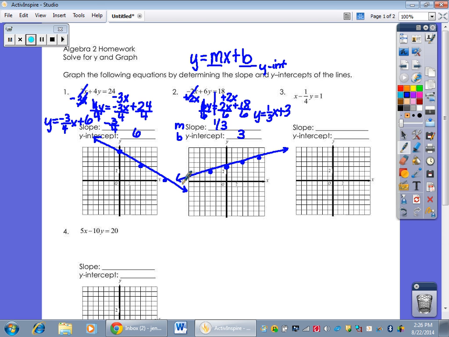Go ahead and do number 3. Start number 3. Okay, you may have started by subtracting the x, which is good, but this one looks a little bit different when you subtract the x. You have negative 1/4 y equals negative x plus 1.